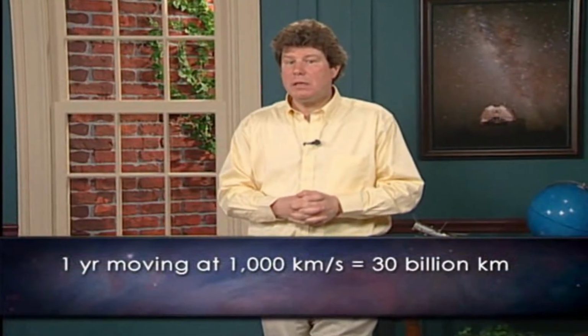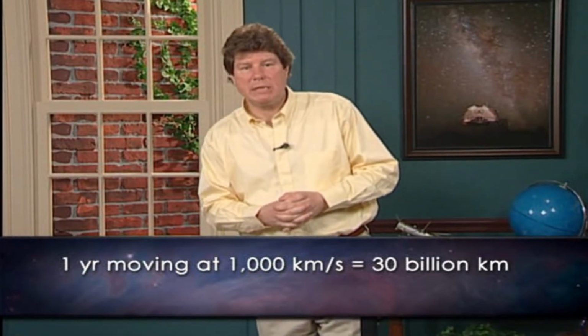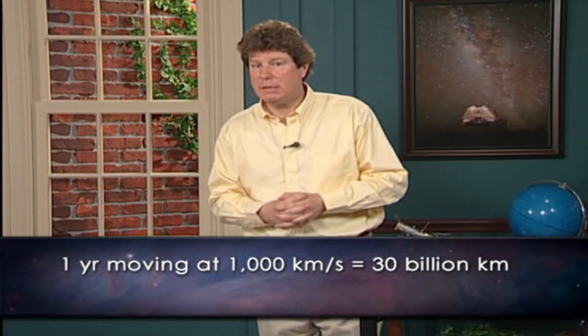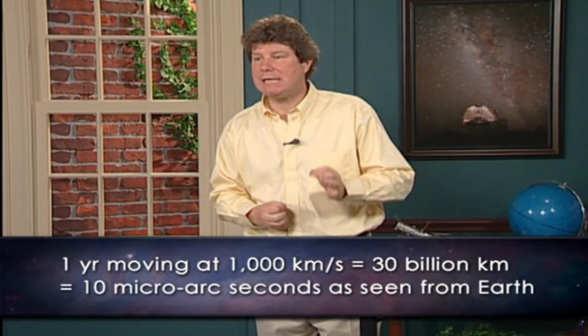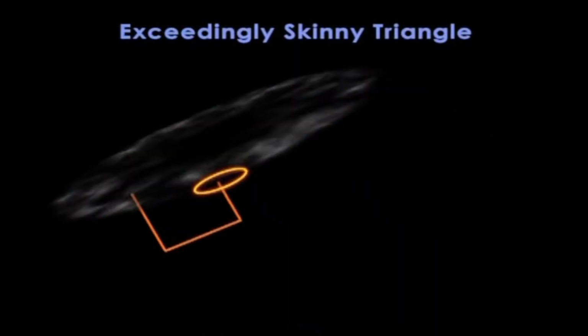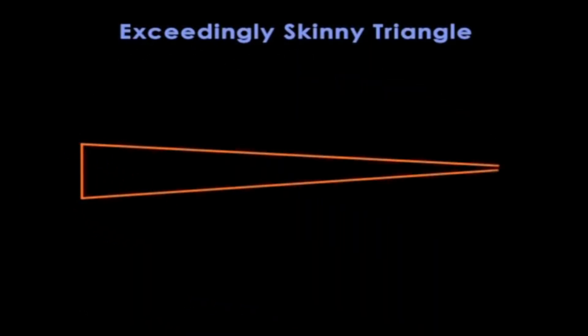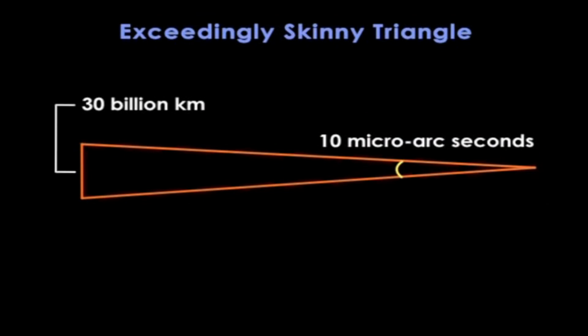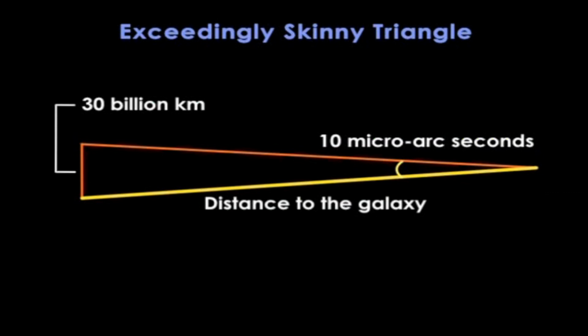Since these two blobs have the same speed, then a year moving at 1,000 kilometers per second, which is about 30 billion kilometers, is the same as 10 micro arc seconds as seen from the Earth. So we have an exceedingly skinny triangle with a base of 30 billion kilometers and an angle of 10 micro arc seconds. Bingo! We have the distance to the galaxy. Now you may be wondering, how on earth can we measure those things? But it's possible using powerful radio telescopes.